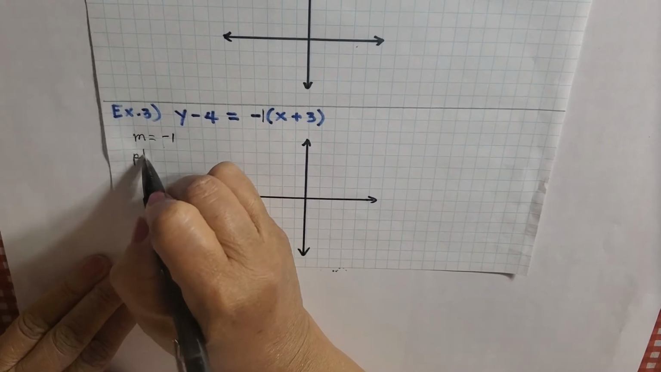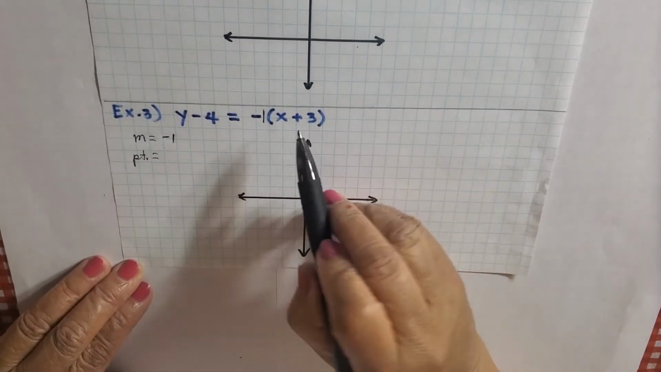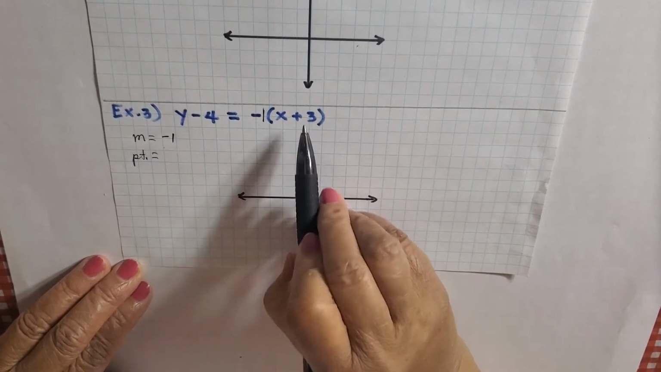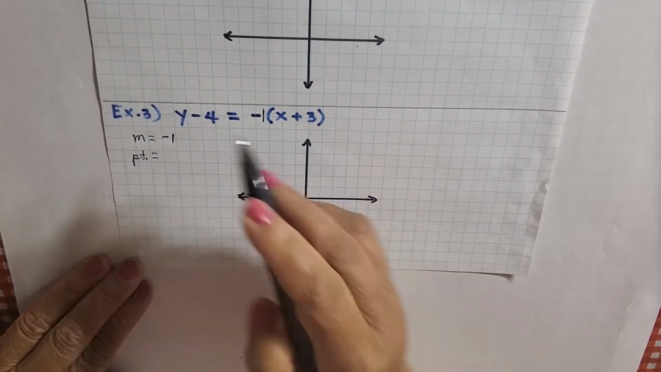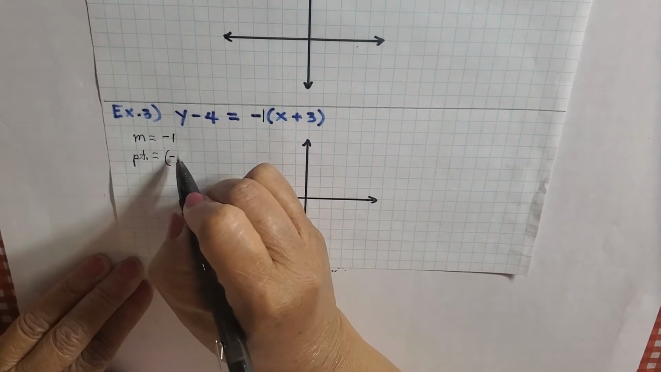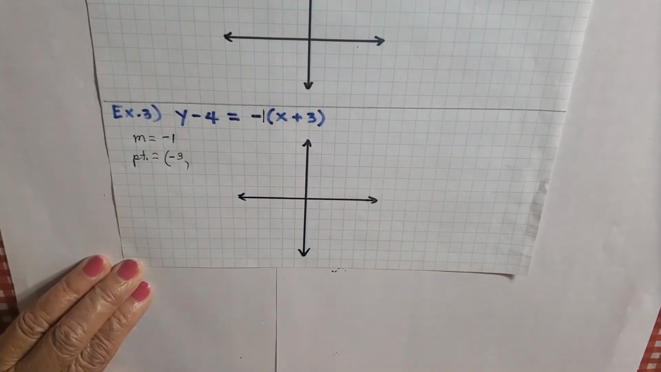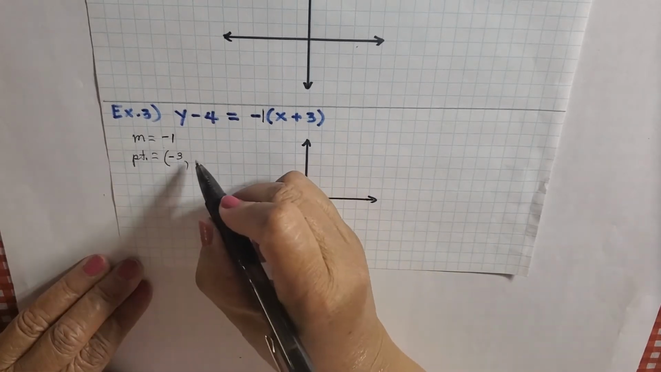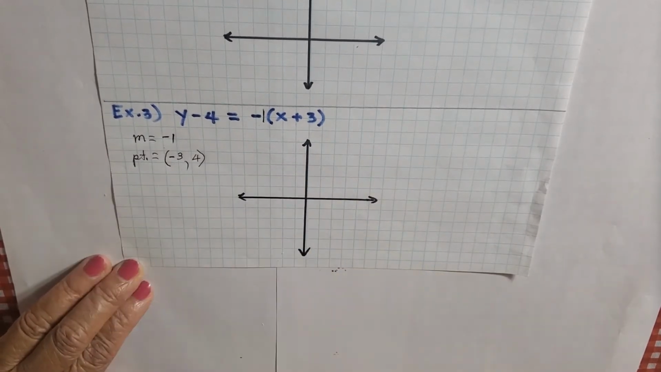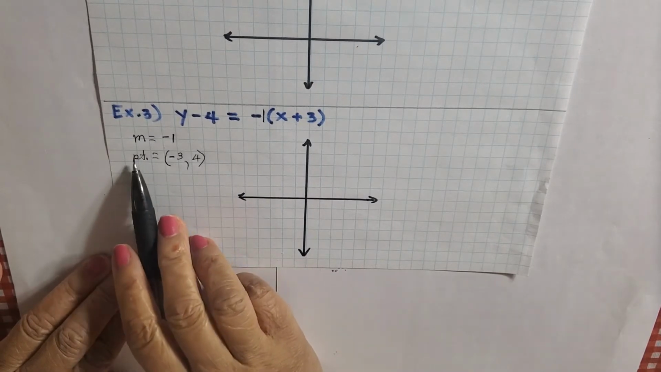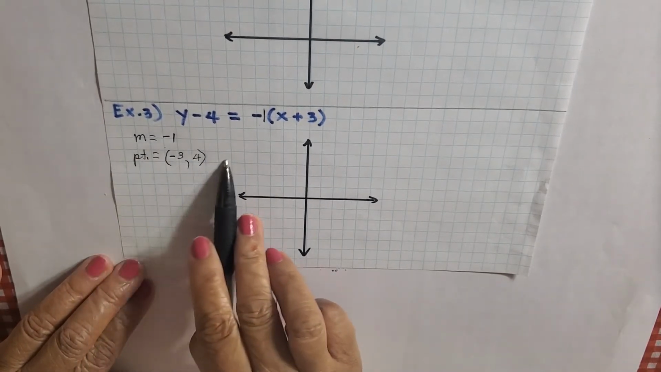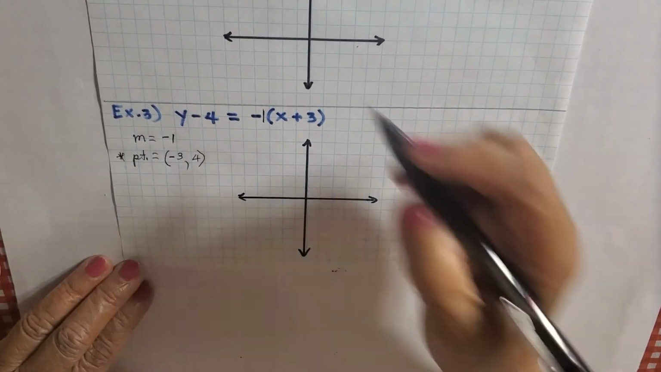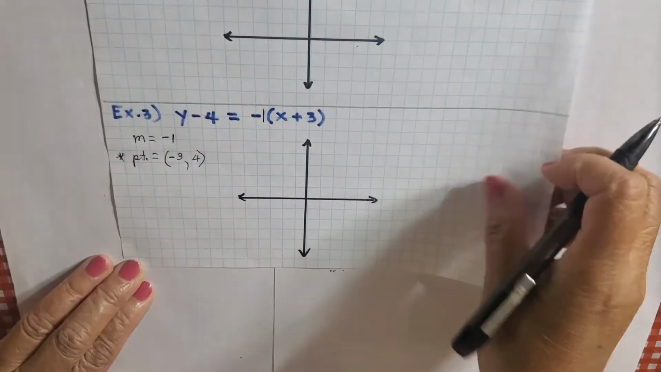Let us determine the point. Okay, x, let us begin on the x, positive 3. So I get the opposite of positive 3. The x coordinate will be negative 3. And this is y minus 4. I know the y coordinate is positive 4. This is where the student got confused. So you need to be careful on those. Okay, let us begin graphing.